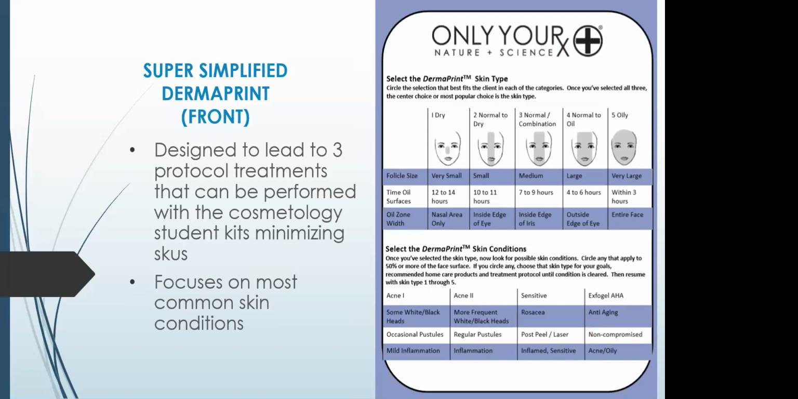For cos students, we super simplified it. You still need to figure out your client's skin type, and then we simplified the skin condition group. So we just simplified it to acne 1, acne 2, sensitive, and exfogel. And exfogel, AHA, is your maturing skin, so aging skin, non-compromised.